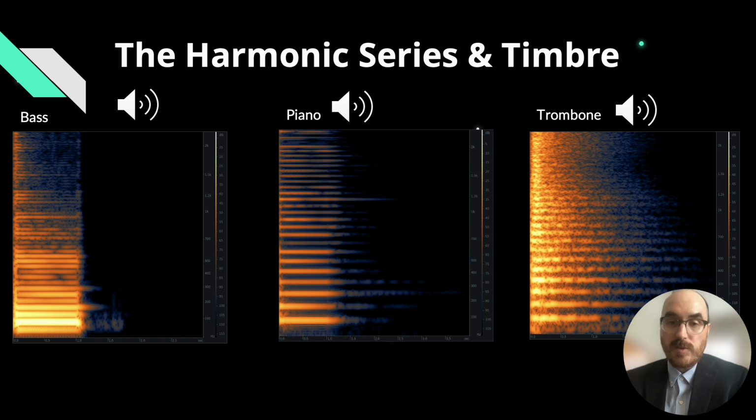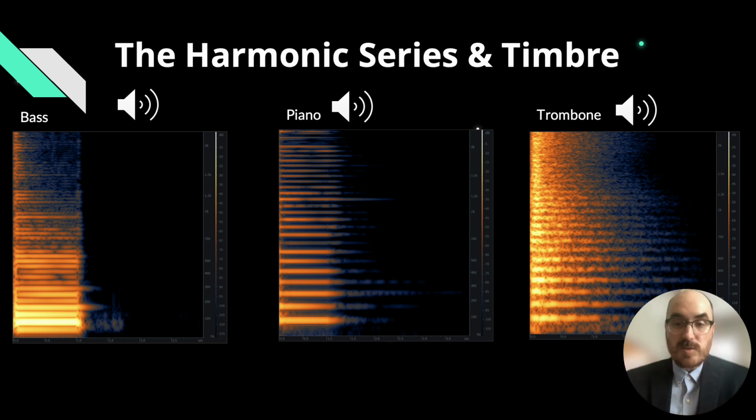Excellent. And I will also give a link to that website that you saw on the previous slide. So we can see these different examples here. Feel free to take this and show students, or create your own. I use the program Isotope RX. You could actually create these in Audacity as well. Audacity does have a spectrogram view. So we have our bass, our piano, and our trombone. We can see they're each different.